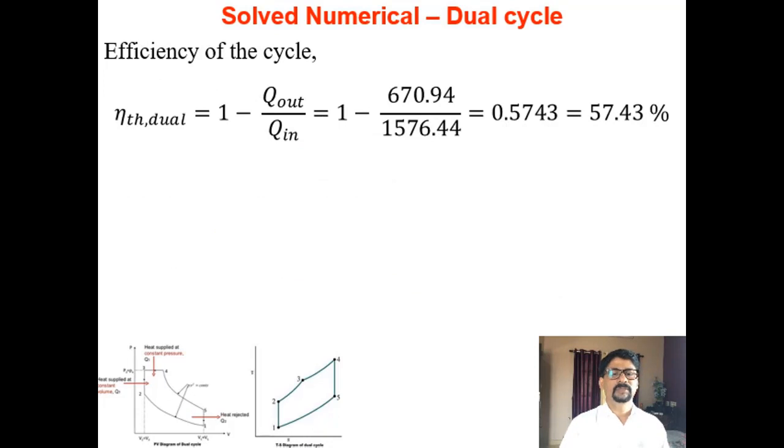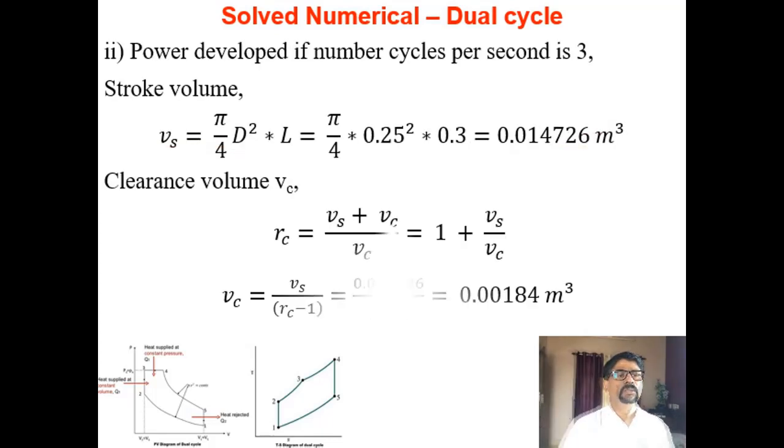Now coming to the efficiency of the cycle, as usual, the general expression for efficiency, eta Th dual, is equal to 1 minus Q out by Q in. So 670.94 divided by 1576.44, and 1 minus that. You'll get it as 0.5743 or 57.43%. Next, you have to calculate the power developed if the number of cycles per second is 3. Here it is directly given as 3.